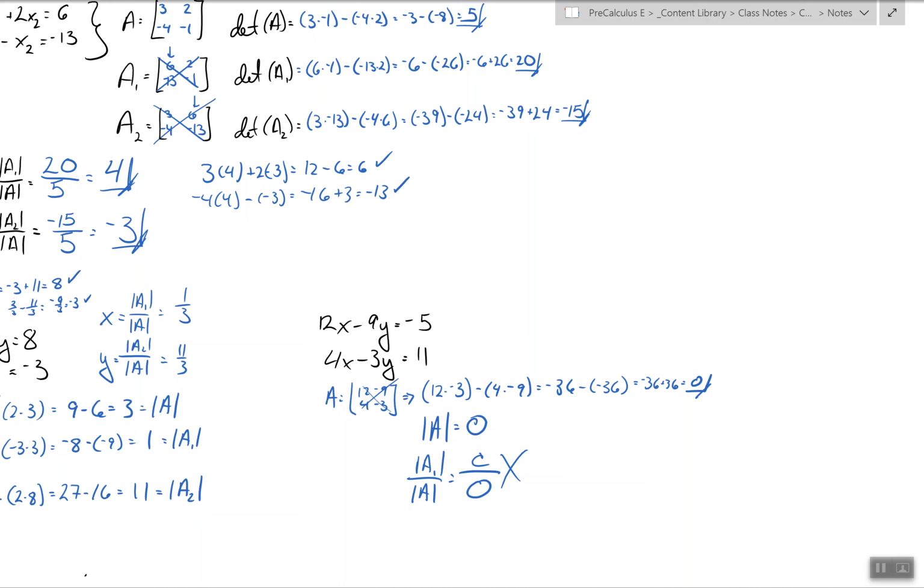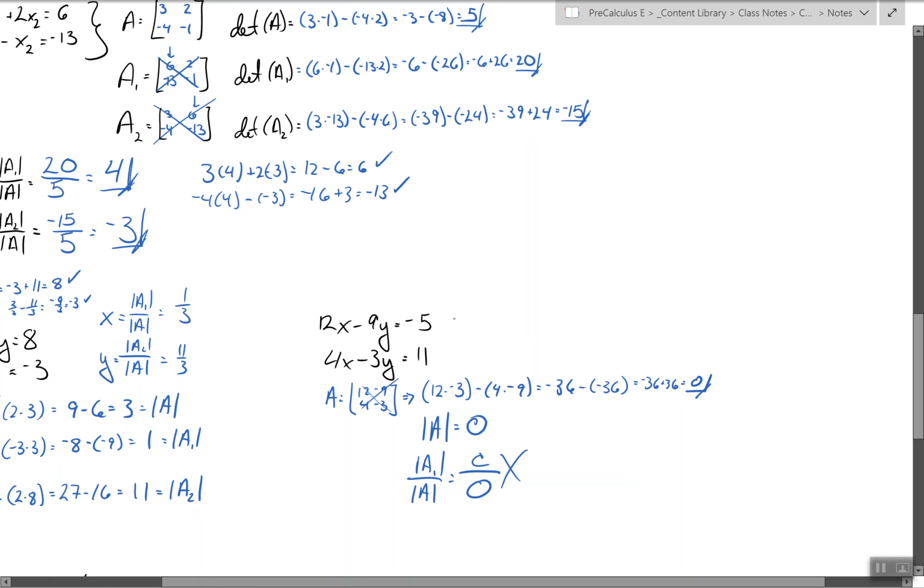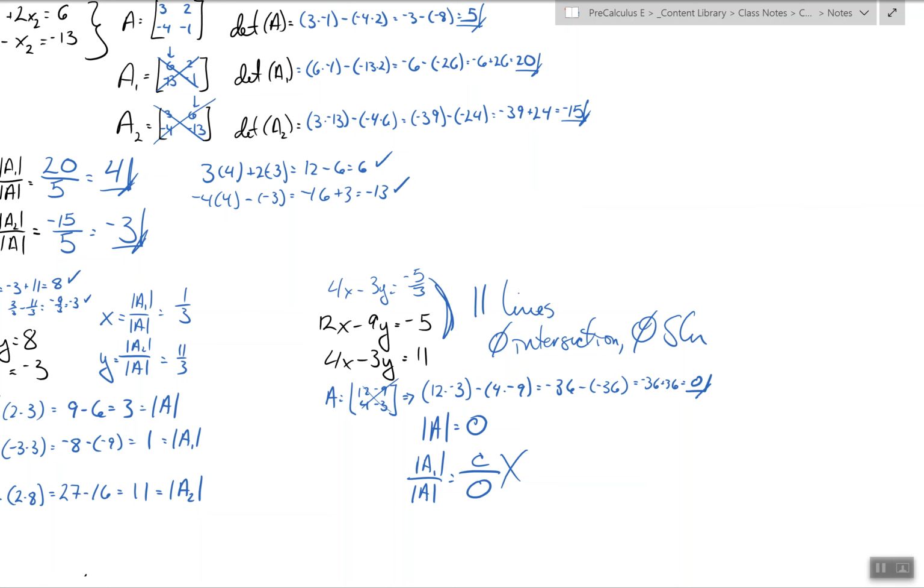That can happen sometimes too, but for this one specifically, if we divide this top one by 3, you would get the exact same thing as the bottom. You'd have 4x minus 3y, but you'd have a different intercept, negative 5/3. So these are parallel lines, no intersection, which means no solution. Okay, so that can happen if your determinant is 0. The answer is no solution.